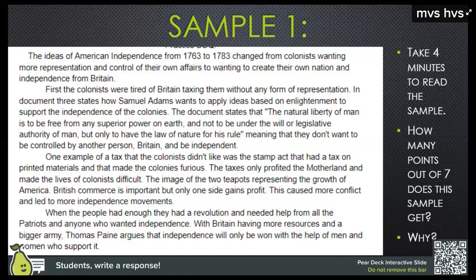or the grader, I'm using document four. Here's what Thomas Paine says in document four, right? Here's what the image of the teapot says in document one. Does that make sense, guys? You have to use that terminology in your paper. It takes a little longer, but it's what they need to see. It's not a style thing, it's a format thing.